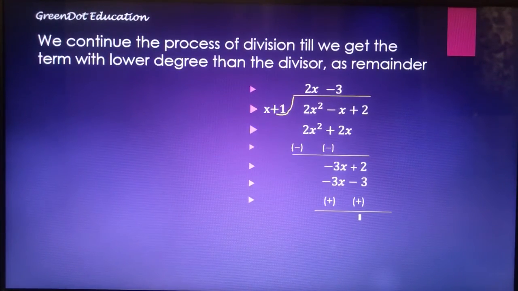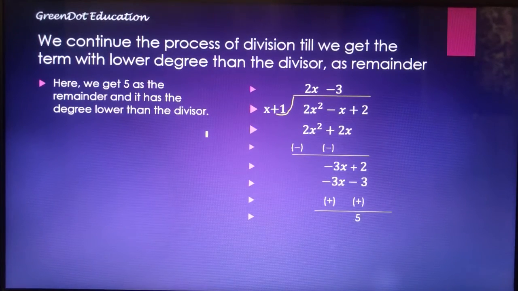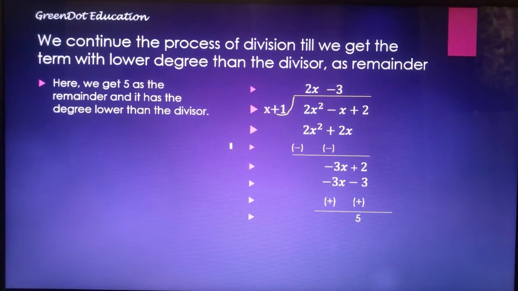Now we have to continue the process of division till we get a term with lower degree than the divisor. Means we have to get the term which is lower in degree than this divisor. Here we have got 5 as the remainder, and 5 has no degree, that is 0 degree. Means it has no variable, so it is a 0 degree polynomial, and hence 5 has a lower degree than the divisor polynomial. So the division process here is completed.